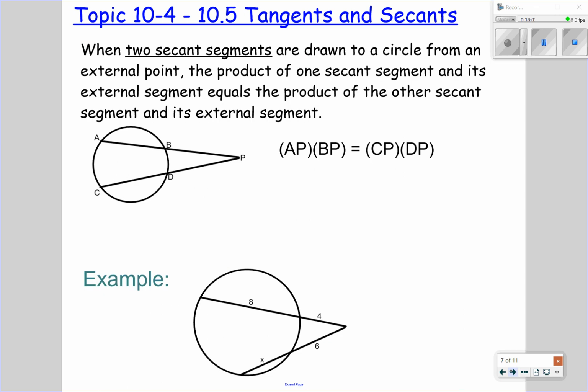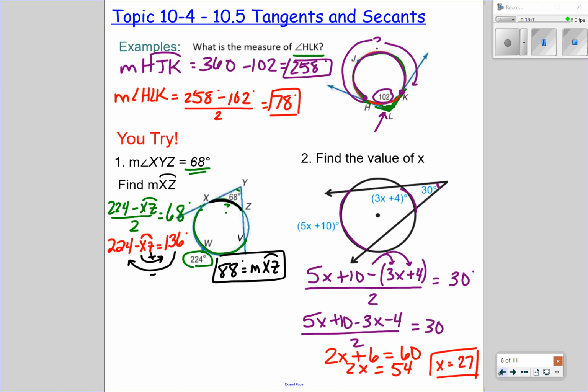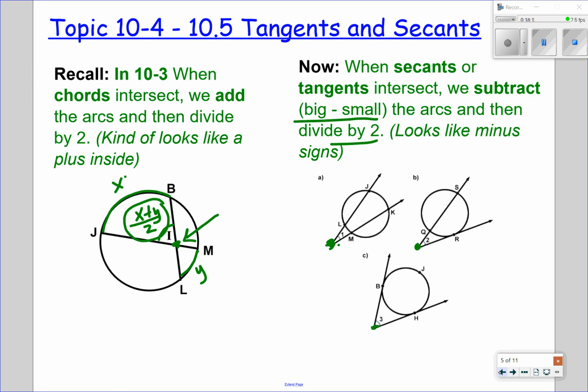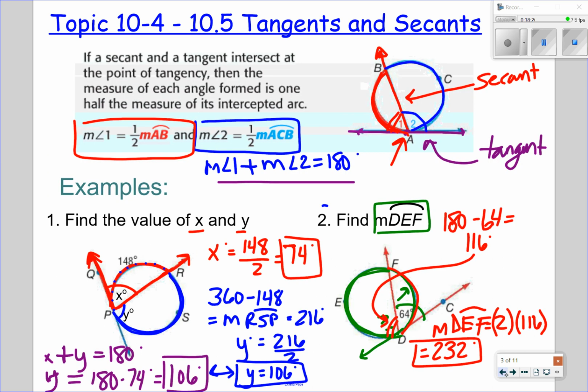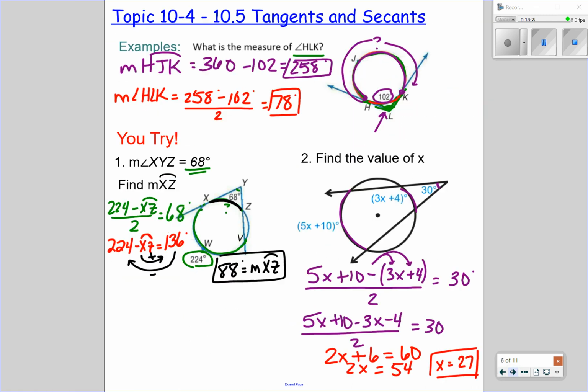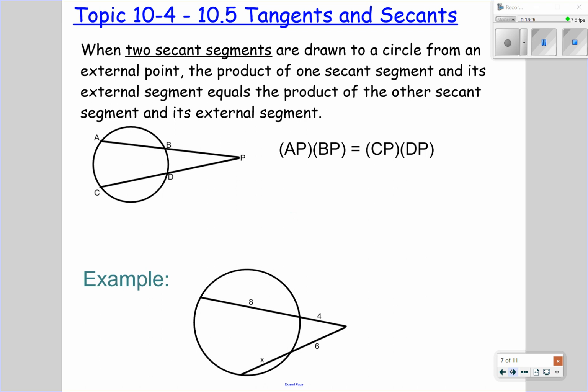Okay, we're moving towards the last couple of ideas here. Remember, all of these ideas were how to find angle measures with secants and tangents. So if we go back, we have all of these different properties, big arc minus small arc divided by 2, and then we had the idea here of the arc being double the measure of the angle. That's all angle measurement properties. Now we're going to move to side length properties with secants and tangents.